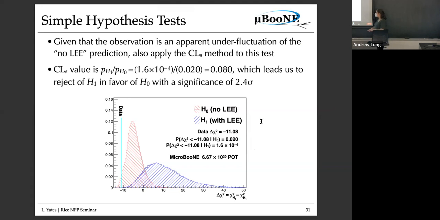Okay, little technical, but bear with me. Because our observation looks kind of funky compared to our supposedly null hypothesis, we apply something called the CLS method. And basically what we do there is you take the ratio of those two p-values to get what's called the CLS value and convert that into a significance instead. So with that, we could say we reject the LEE hypothesis in favor of the null with a significance of 2.4 sigma, taking into account that the data also looks kind of weird relative to the null.